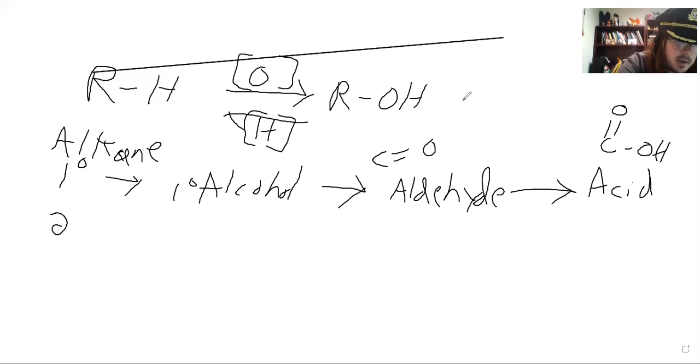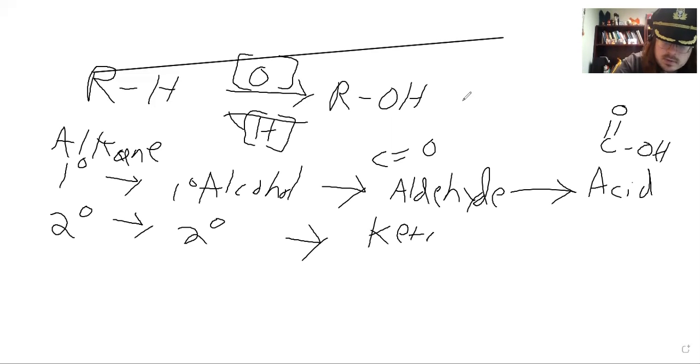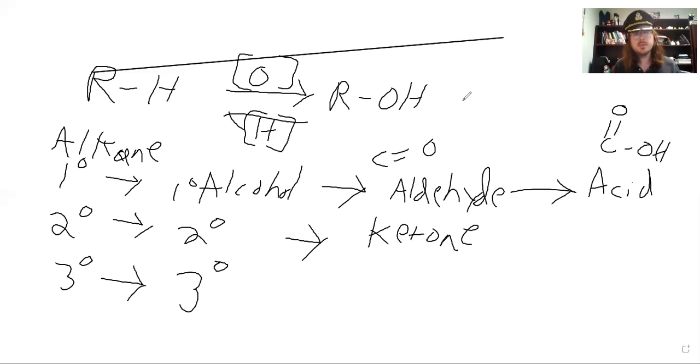A secondary alkane, it's a reactive group, can go to a secondary alcohol and can further go to a ketone. But it stops there. A tertiary alkane can only go to a tertiary alcohol, and it stops there. So depending on what type of group we're oxidizing or reducing, that determines where we can end up.